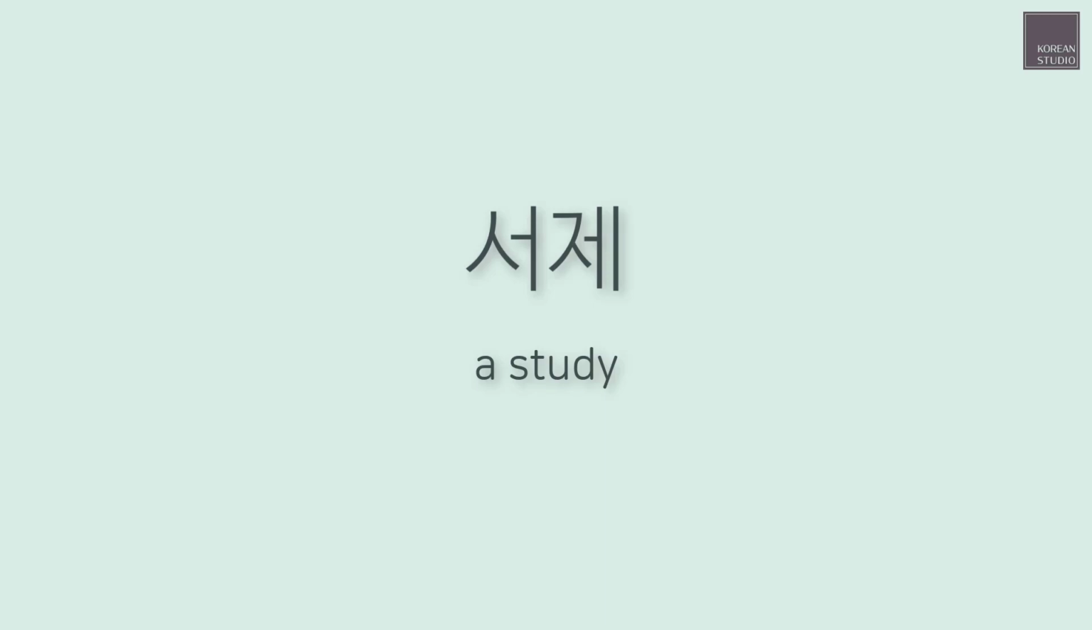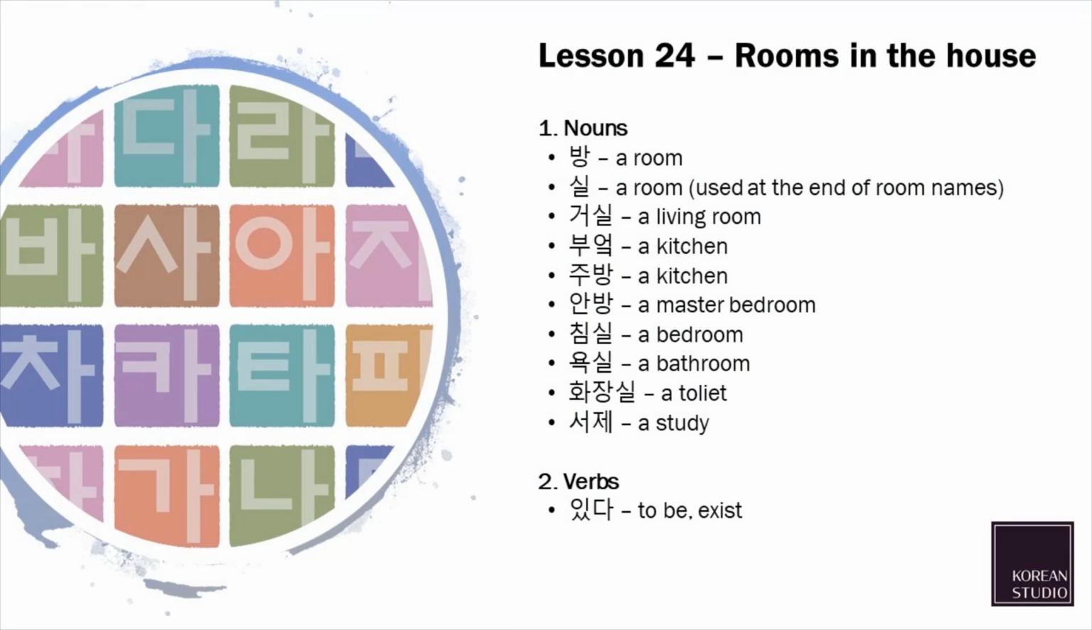But if you have a spare room, you can convert that room to a study, 서재. Okay, so that's it for this lesson today. In today's lesson, we learned that a room in Korean is 방. And the word 실, which also means room, can combine with other words to refer to specific rooms. The first room was 거실, the living room. The kitchen in Korean has two words, 부엌 and 주방. The master bedroom is 안방, and bedrooms in general are called 침실. The bathroom in Korean is 욕실, and the toilet is called 화장실. And finally, the study is called 서재.